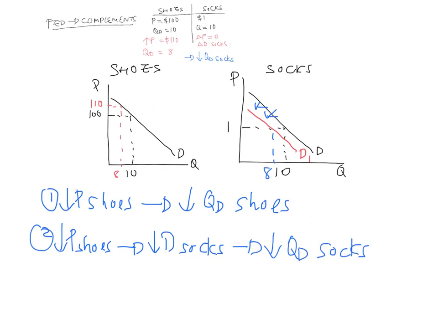But again, don't forget the direction. The change in the price of shoes affects the demand for socks, which ultimately affects the quantity demanded of socks. It's not that the change in the price of shoes affects the quantity demanded of socks directly. No, it does not. It affects the demand of socks. The change in the demand of socks will ultimately affect the quantity demanded of socks. So that is the situation with complements.